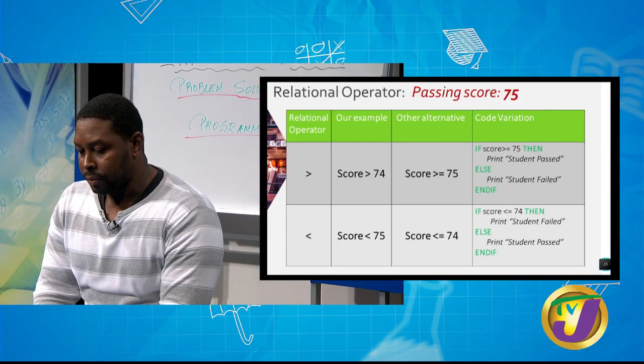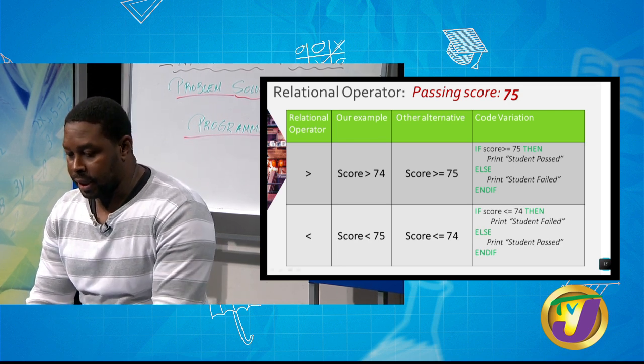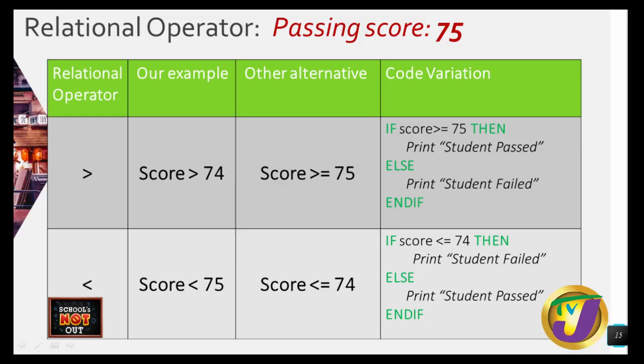to the condition. We had greater than as the condition, our score greater than 74. In this case here, where score is greater than 74, we can use other forms of the condition. We can use a score greater than or equal to 75. Same result, same thing, all right? And then we can show the alternative. It would be the same kind of if statement: if score greater than or equal to 75, then print student passed, else print student failed.